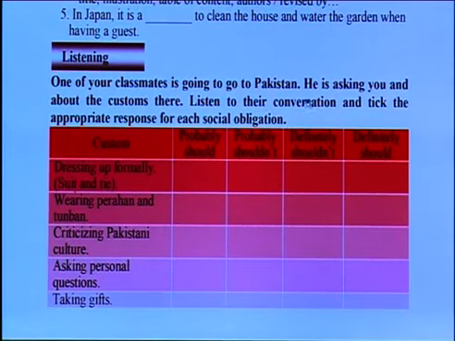Listen to their conversation and take the appropriate response for each social obligation.